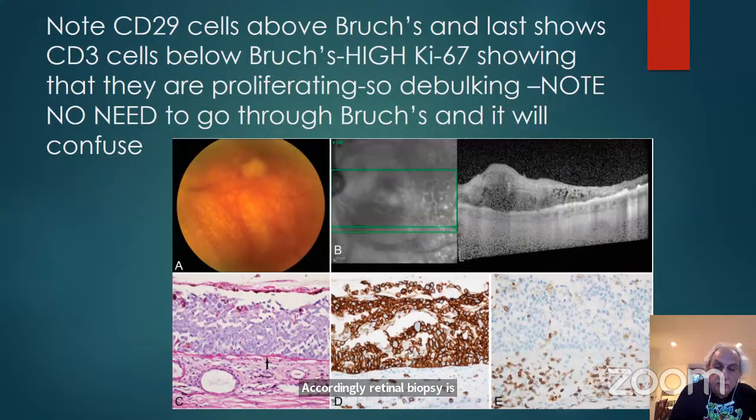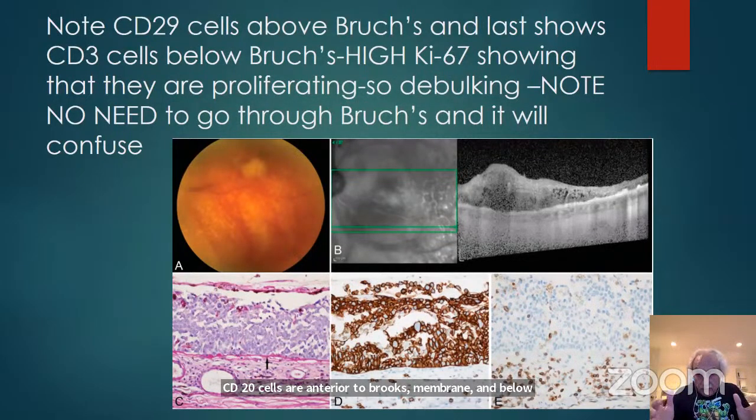Here is from the paper on histology that we had, and again, I really urge you to read this paper. Here you can see a case of vitreoretinal lymphoma. All the cells are anterior to Bruch's membrane. All the CD20 cells are anterior to Bruch's membrane, and below Bruch's membrane are only CD3 cells.